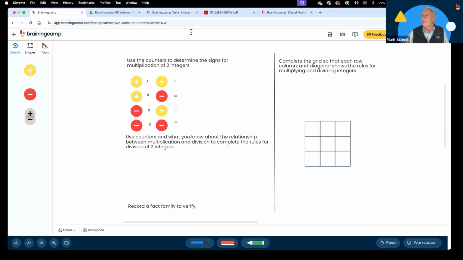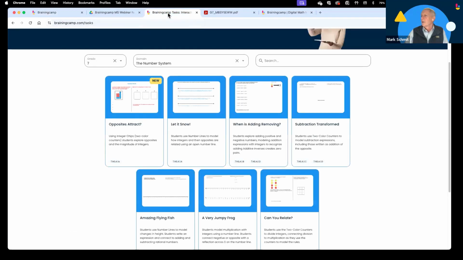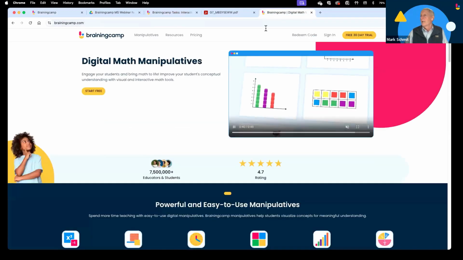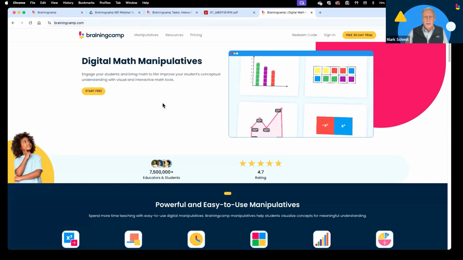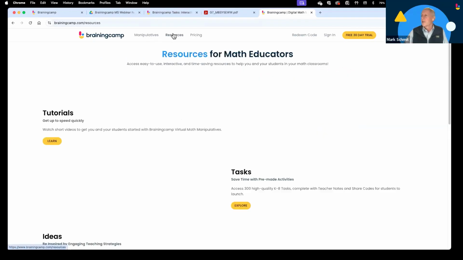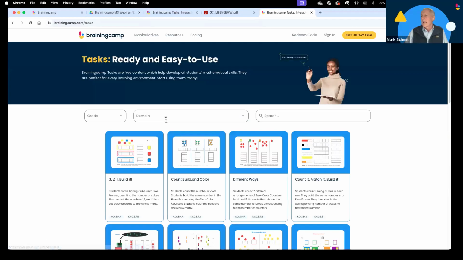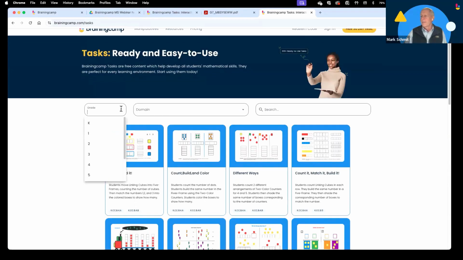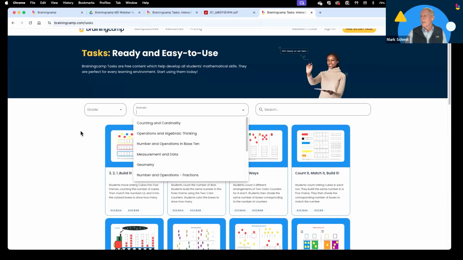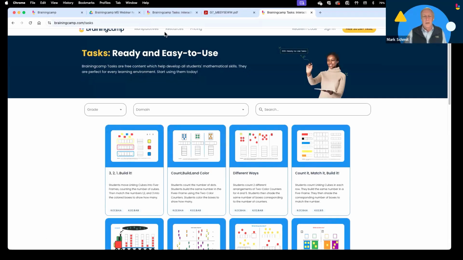Question came up, how did I get to the tasks? All right. So let me start here. I'm on our website. Go up here to resources and click on tasks, and you can see now I can filter them by grade or domain, and that's how I can find them. So I hope that answered your question.